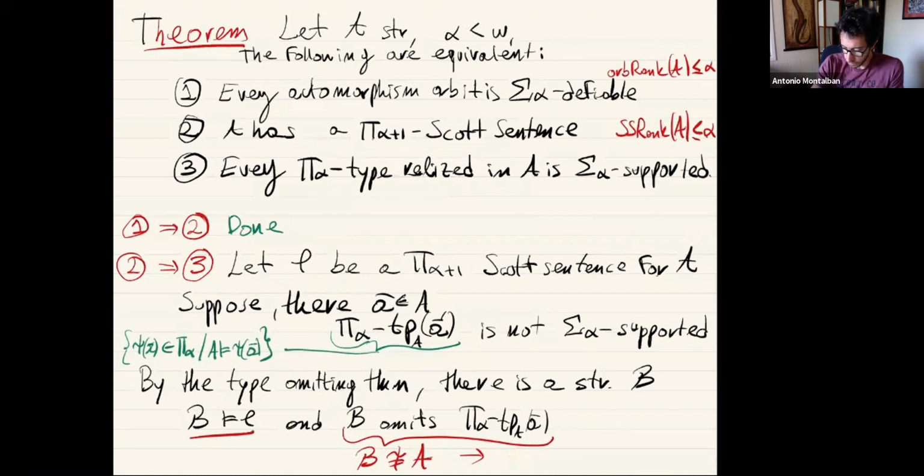So phi cannot be a Scott sentence for A, because it's true about something that is not isomorphic to A.